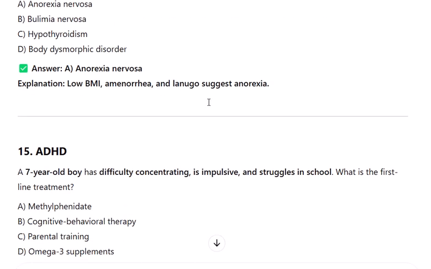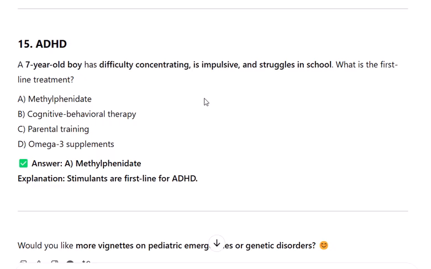15. ADHD. A 7-year-old boy has difficulty concentrating, is impulsive, and struggles in school. What is the first-line treatment? A. Methylphenidate. B. Cognitive behavioral therapy. C. Parental training. D. Omega-3 supplements. Answer A. Explanation: stimulants are first line for ADHD.